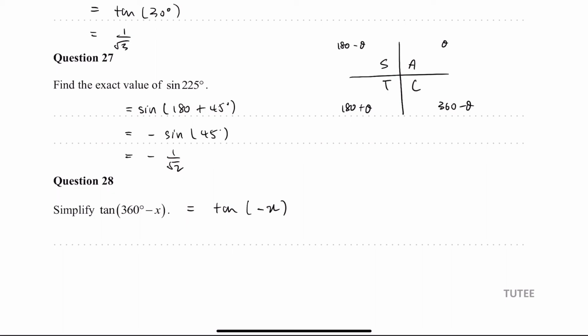I'm still at the same point. And another thing is we need to understand the theory behind the function of tangent, which is that it's actually an odd function, which means that we have negative tan x like this. And this is just the answer. This is how we simplify the question.